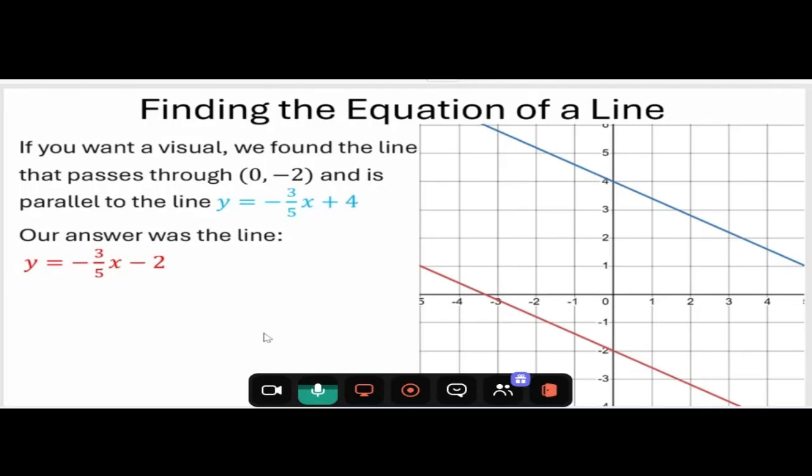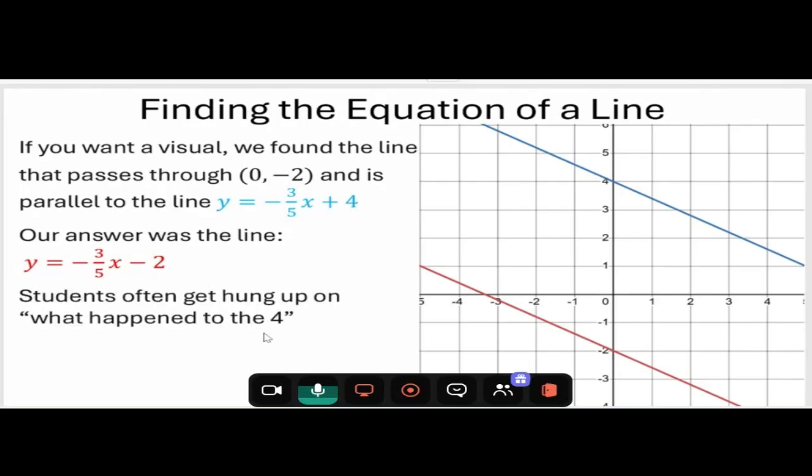What a lot of students will ask here is they'll say, wait, what about the +4 though? Because we didn't use that at all. And you're right, we didn't use it at all, because the +4 is where this blue line crosses the y-axis. That has nothing to do with the red line that we wanted to find, right?